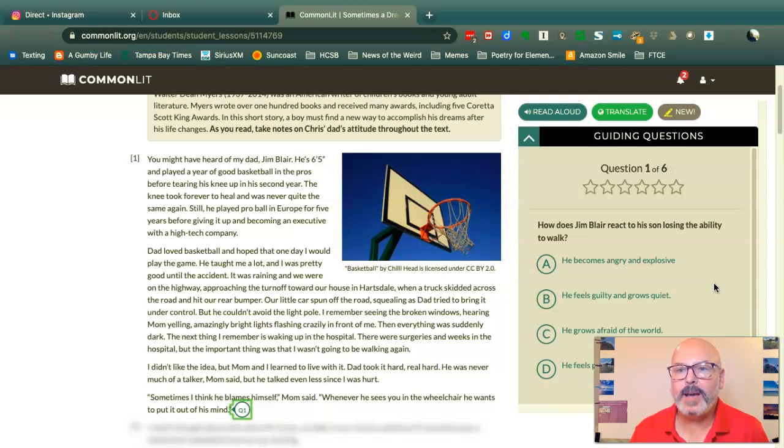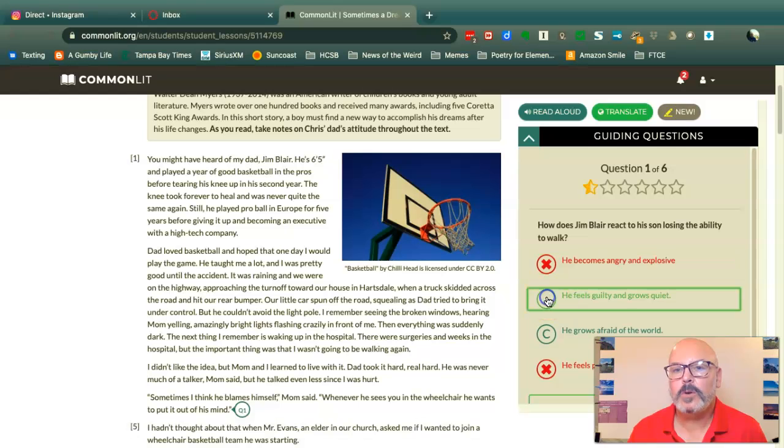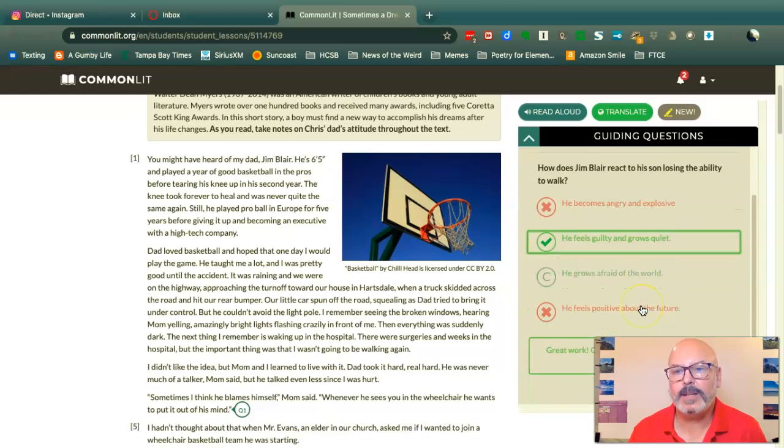How does Jim Blair react to his son losing the ability to walk? In this story, there is a car accident, and the narrator of the story ends up in a wheelchair. He becomes a paraplegic, which means he cannot use his legs, but he can use his arms. And then we have to decide. Does he become angry and explosive, feel guilty and grow quiet, grow afraid of the world, or feel positive about the future? Wrong. Wrong. And it takes them away from you so that you have a better chance to get the right answer.